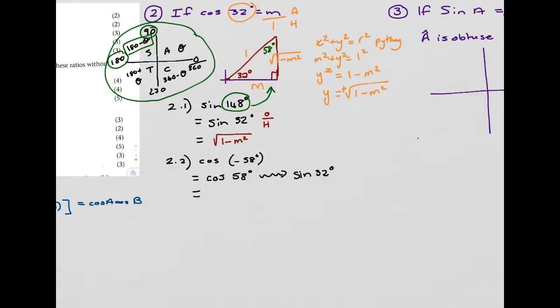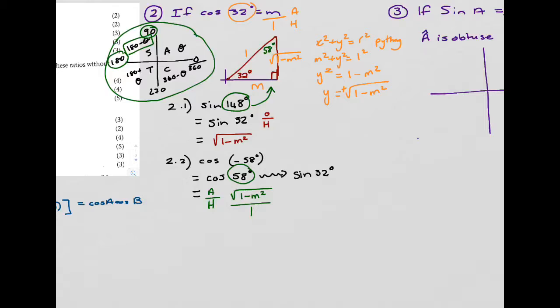Or because we've got 58 degrees in our triangle, we can go in our triangle, cos is adjacent over hypotenuse. So from 58, start at 58, adjacent, next to it is the square root of 1 minus m squared, there it is, over your hypotenuse, which is 1.